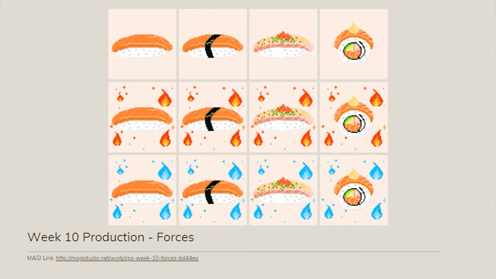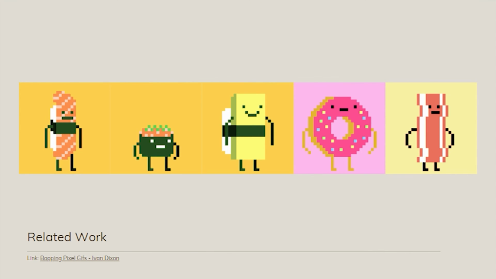In response to the theme of forces, I made a series of pixel art sushi in 72 by 72 pixels using a sprite. By limiting the size of the drawing and setting the rule of adding more things each time, I was able to show the variety of salmon sushi and the evolution from a basic sushi to a deluxe roll. Similar work has been produced by Ivan Dixon, whose website displays a series of bopping pixel characters.